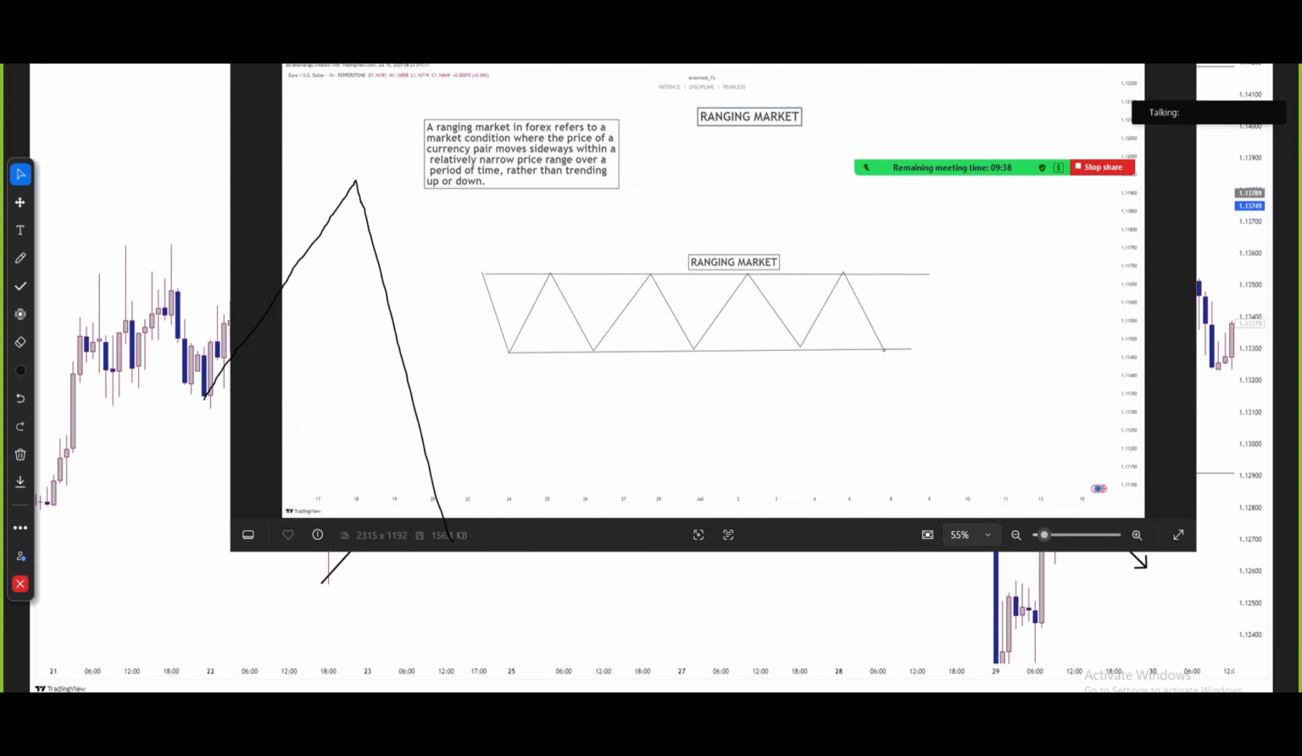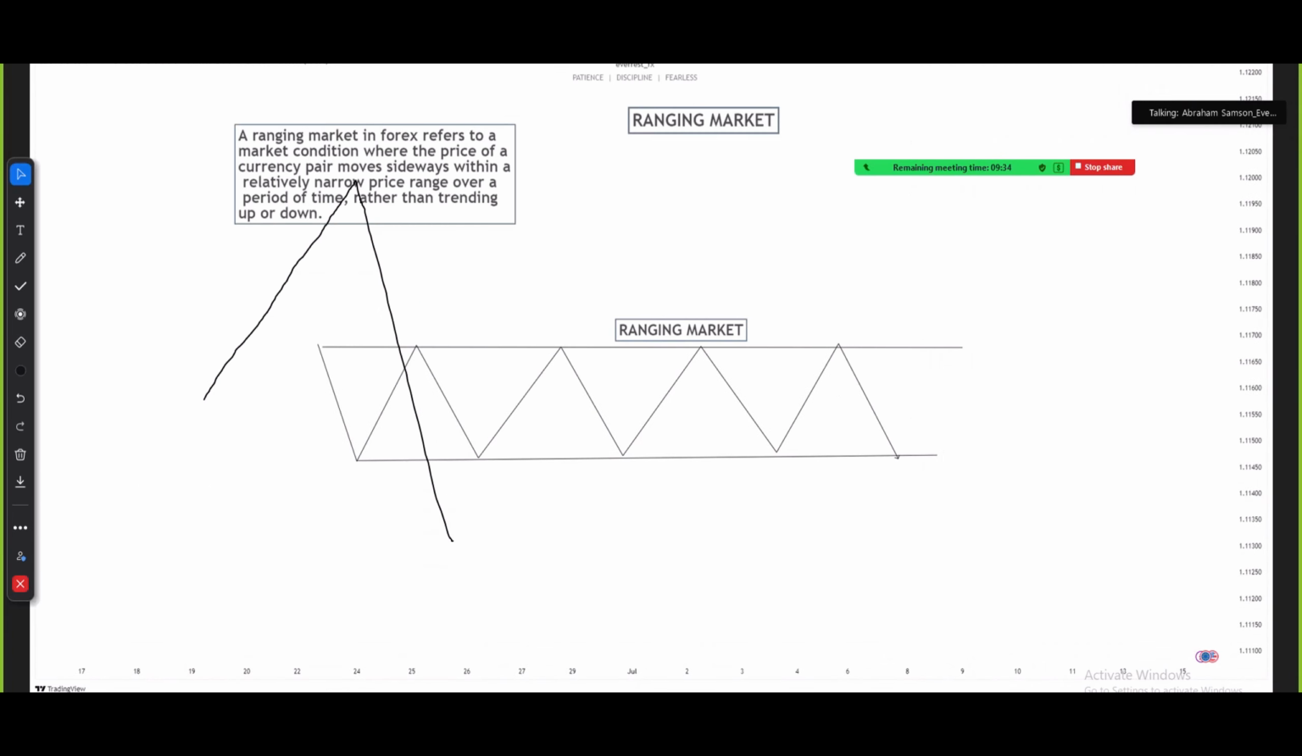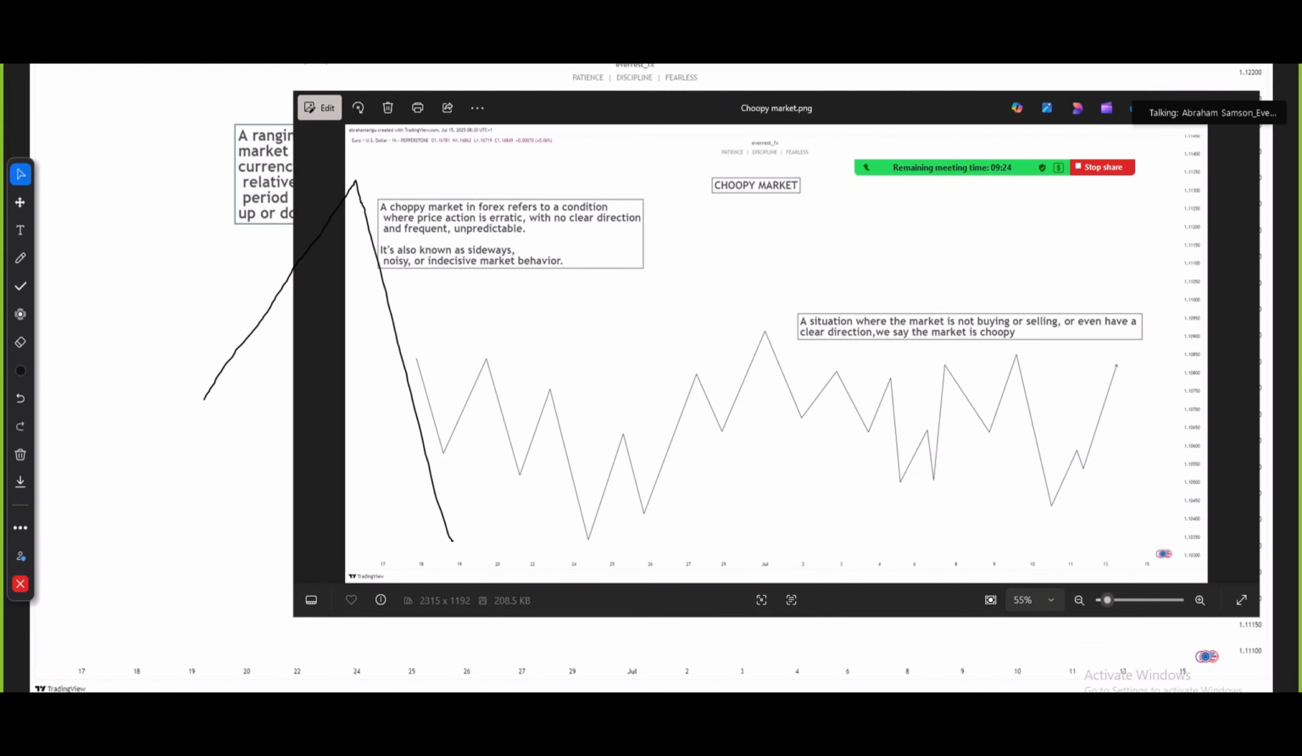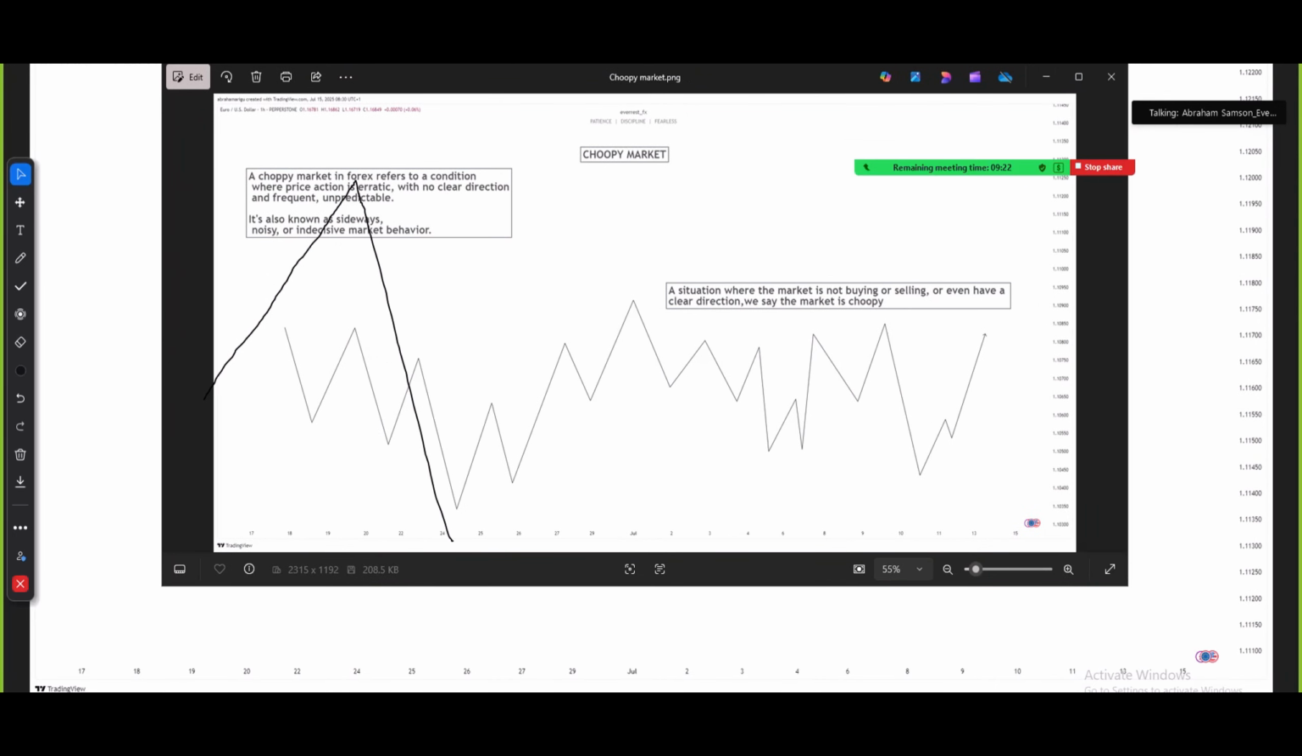Now, a ranging market is just a sideways market like this, respecting a certain high and a low. While a choppy market is usually a market that has no direction. Like this, you can see this market has no direction, just going up or down. A choppy market in Forex refers to a condition where price action is erratic, with no clear direction or frequent unpredictable moves. So the market is not going up, it's not coming down, it's just going in any direction. That's just what a choppy market is.